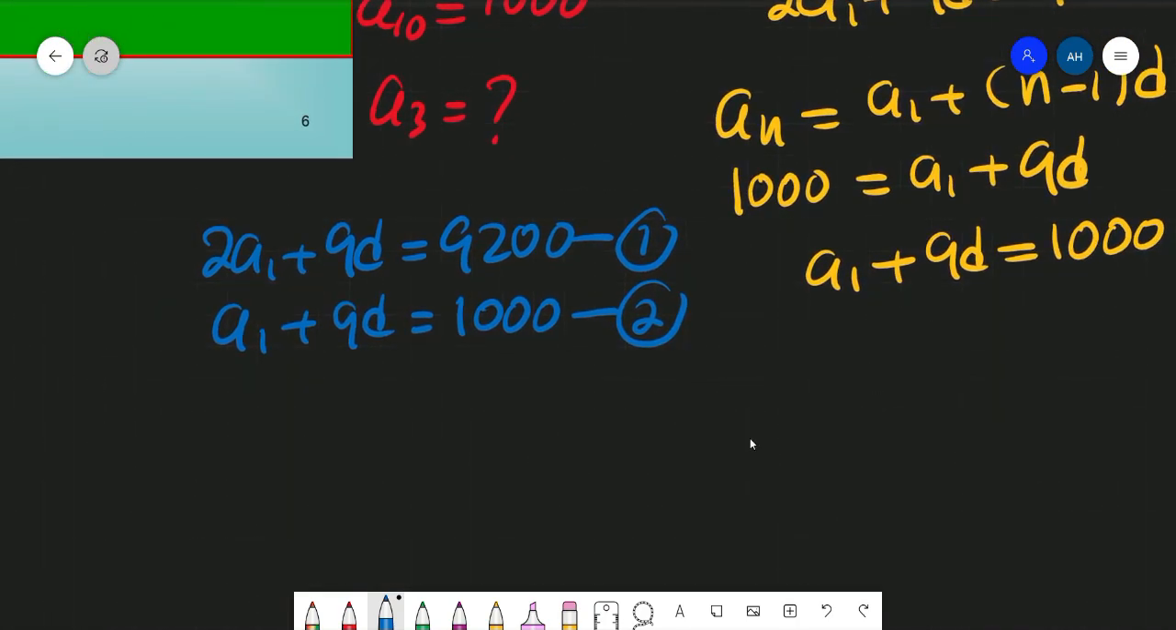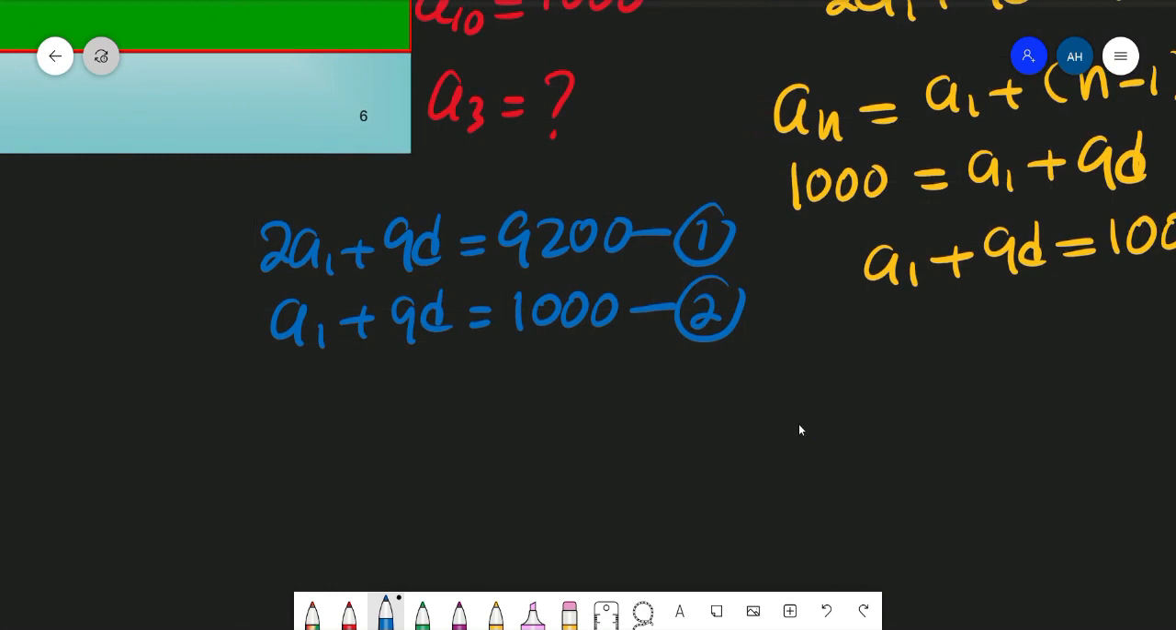What's left is we want to solve this simultaneous equation. So how to cancel one of the variables? Maybe we can subtract, equation 1 minus equation 2. So what we have, 2a1 minus a1, we have a1, 9d minus 9d goes to 0. Therefore a1 equal to 9,200 minus 1000. Therefore we have a1 equal to 8,200.